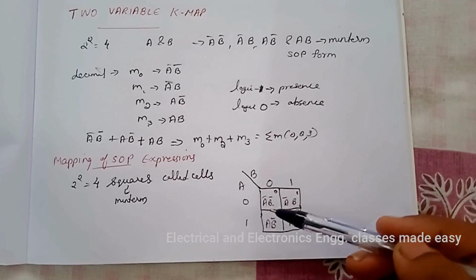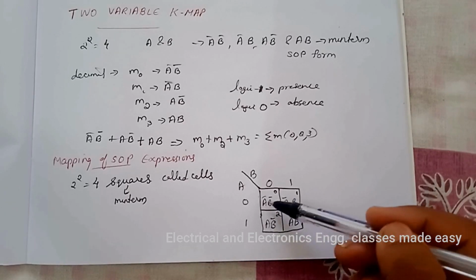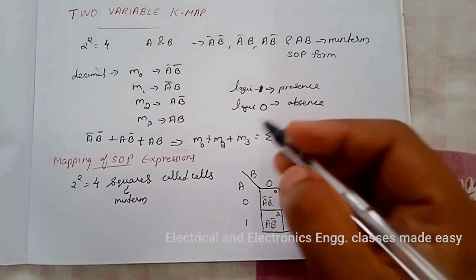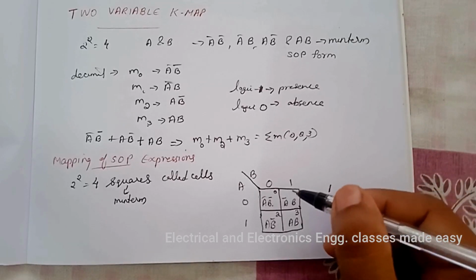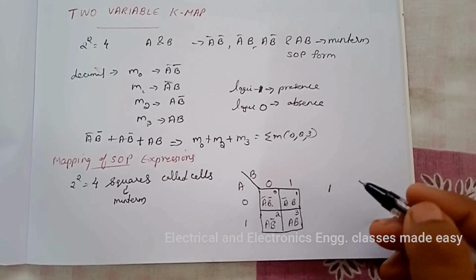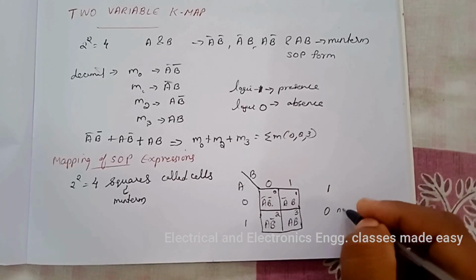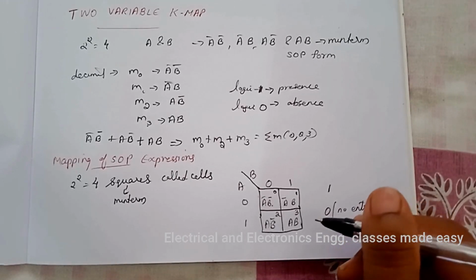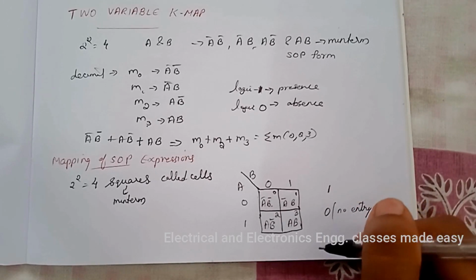So a 1 placed in any square indicates that the corresponding minterm is included in the output expression. That is, if a 1 is placed in any square, that means the corresponding minterm is included in the output expression. And if a 0 or no entry in any square, it indicates that the corresponding minterm does not appear in the expression for output.